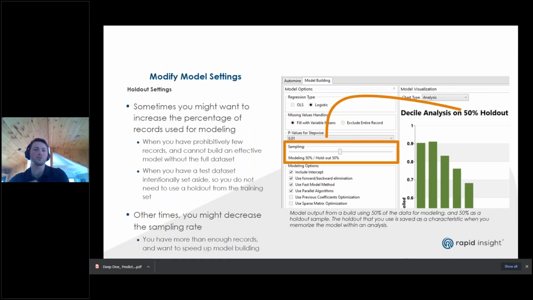I was also going to shed a little bit of light for those looking to improve their models by modifying the holdout settings. The holdout setting is just the proportion of the data set that the software uses to build the model, and then on the other half of that data set, in this case, it will test the model. So it's generally good practice, but if you have a very small data set, sometimes you need to increase the modeling sample and potentially not actually use a holdout sample. When possible, 50% is great.